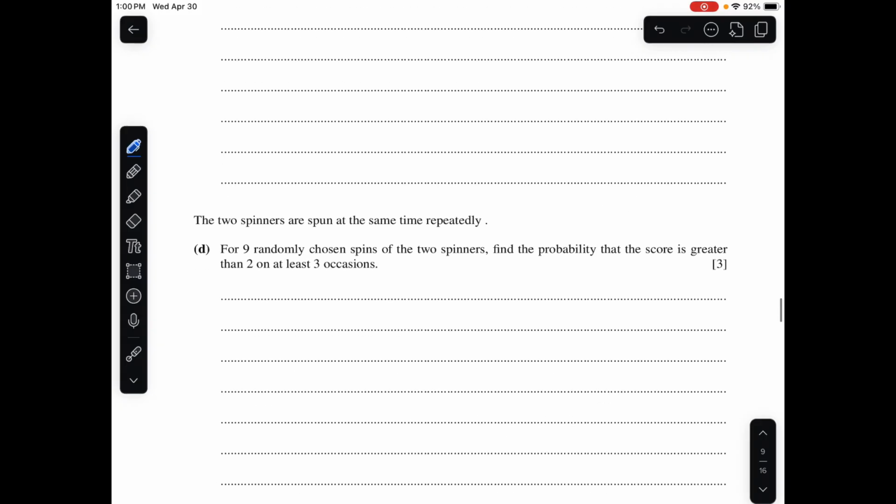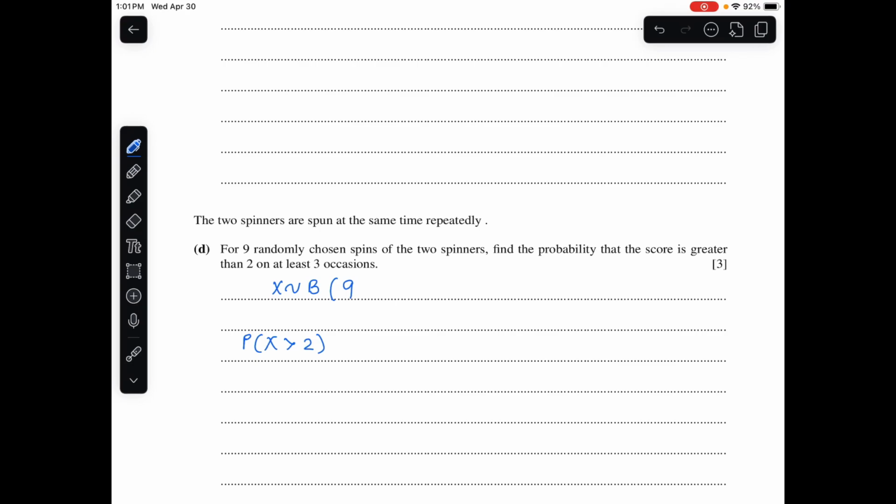The two spinners are spun at the same time repeatedly for 9 randomly chosen spins of the two spinners. Find the probability that the score is greater than 2 on at least 3 such occasions. Okay, so now what we have over here is a binomial, because n is given to you as 9 randomly chosen spins. We need to find the probability that the score is greater than 2 on at least 3 occasions. So probability of x is greater than 2.